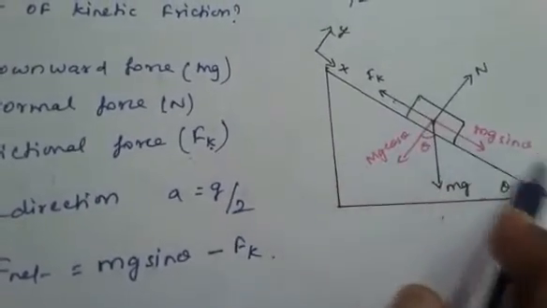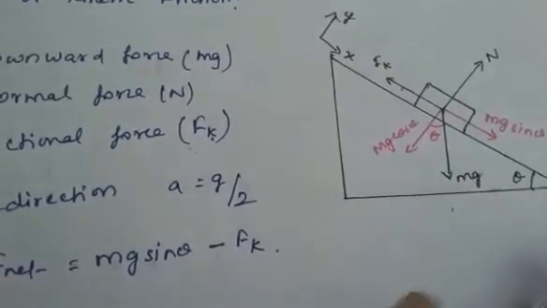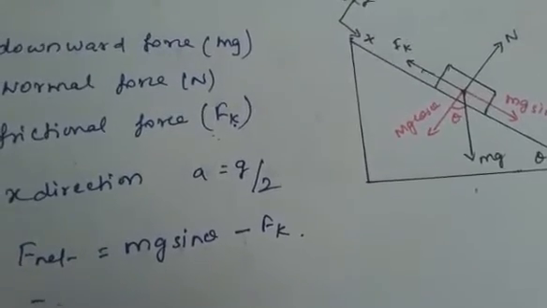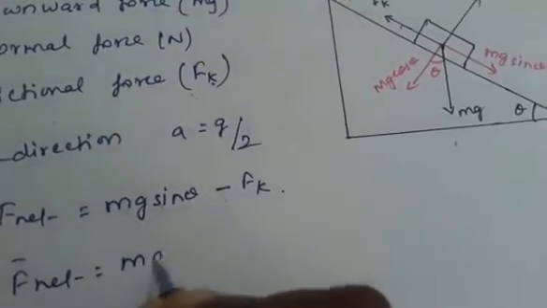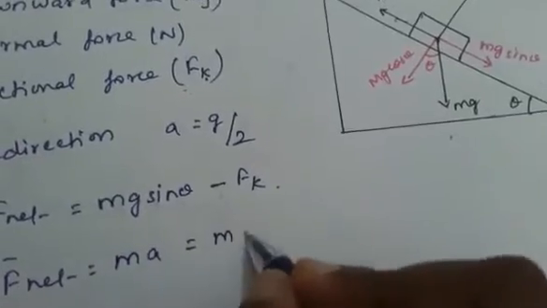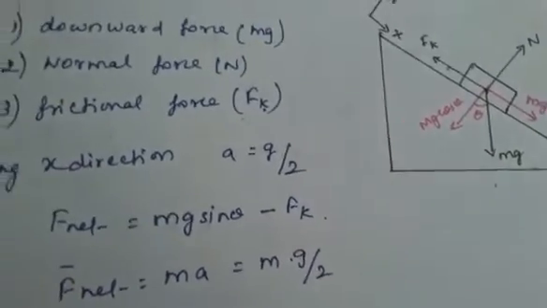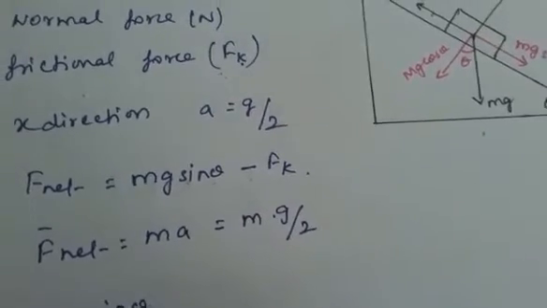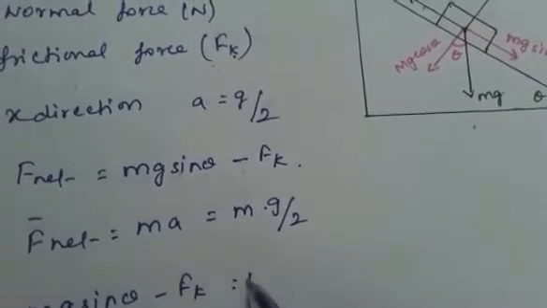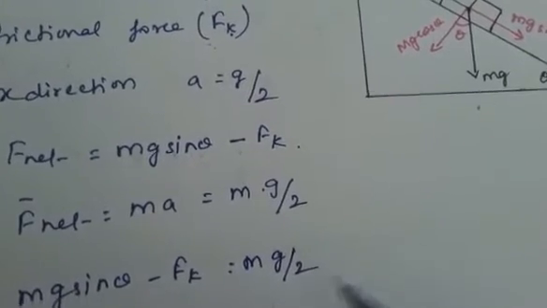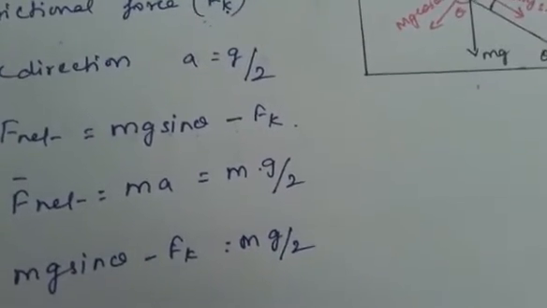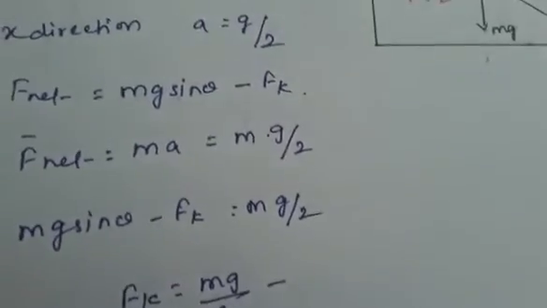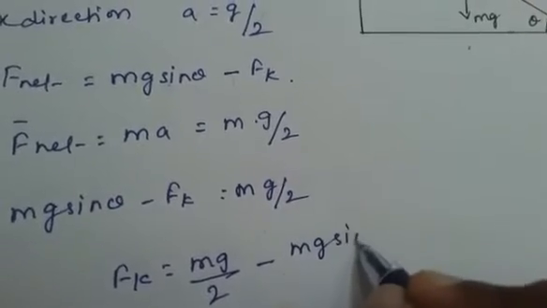The body is accelerating in the x direction. According to Newton's second law, F net is equal to ma. But here it is m into g by 2 because the acceleration is g by 2. So, we can equate these two: mg sin theta minus Fk is equal to m into g by 2. So, Fk is equal to mg by 2 minus mg sin theta.